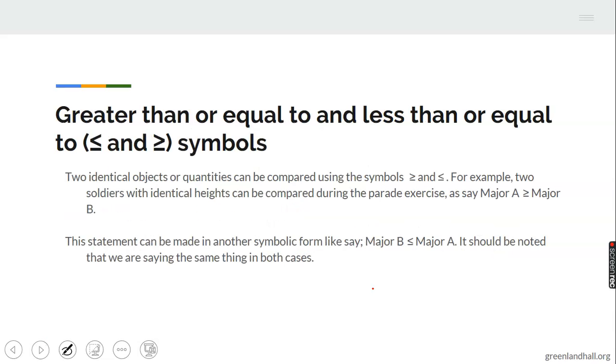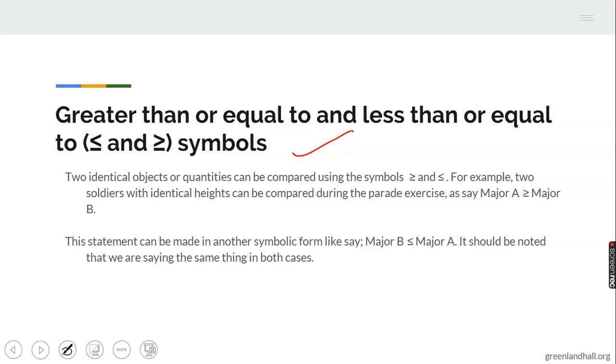Okay? Now let's look at another concept, which is greater than or equal to. That is, it's possible that you have something that is greater than and can still be equal to. And you can have something that is less than and can still be what? Equal to. Now, two identical objects or quantities can be compared using the symbols greater than or equal to and less than or equal to. For example, two soldiers with identical heights can be compared during the parade exercise as, say, Major A is greater or equal to Major B.